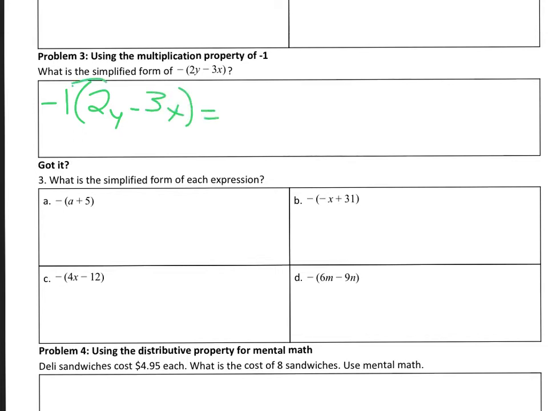So when I distribute, essentially all -1 does is change the sign of each of these terms, okay? So this becomes -2y plus 3x. And if it helps, rewrite all your subtractions as plus and negative. That's fine. That's a good idea, okay? So essentially, when you have a negative sign outside of a parentheses like this, treat it like multiplying by -1.